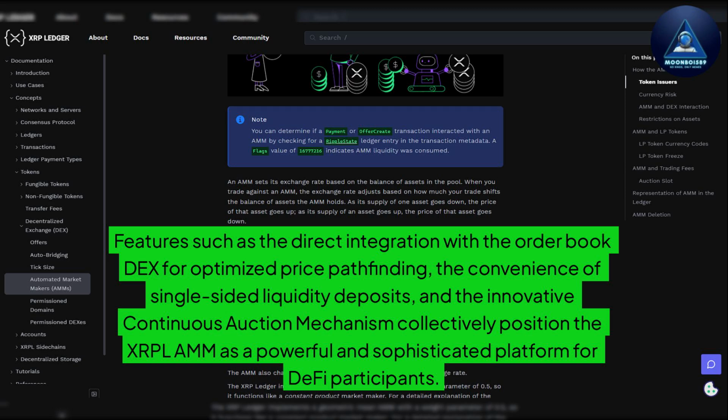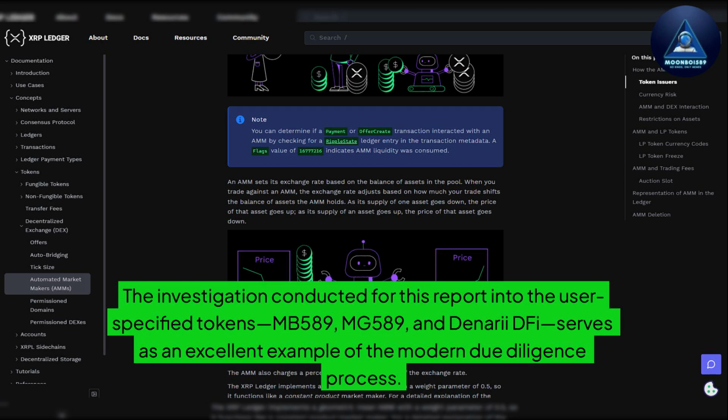The investigation conducted for this report into the user-specified tokens, MB589, MG589, and Denarii DFI, serves as an excellent example of the modern due diligence process. While initial, broad searches presented an incomplete picture, the availability of community-provided resources, and, most importantly, the ability to perform direct on-chain verification via public ledger explorers and DEX listings allowed for the confirmation of all necessary parameters.